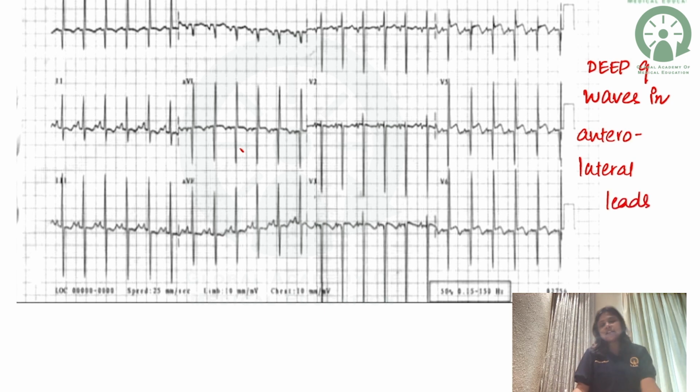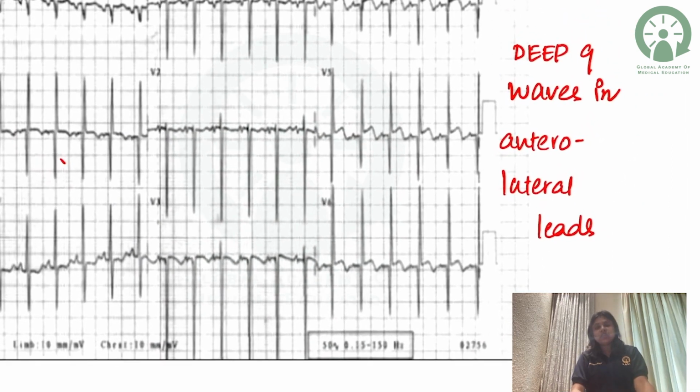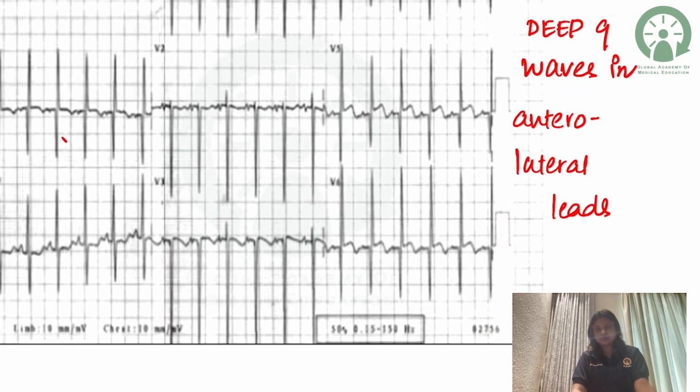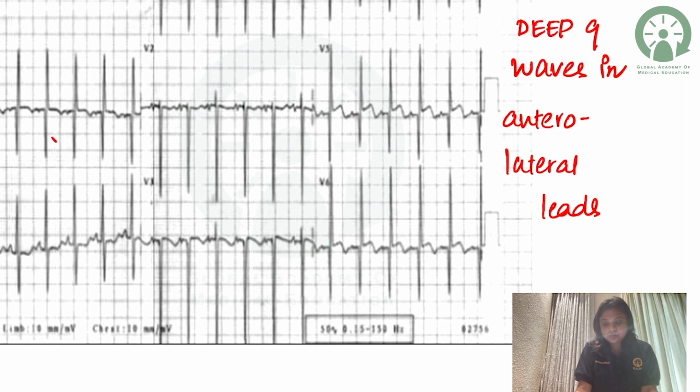And deep Q waves in anterolateral leads is suggestive of a condition where there is ischemia in children. So, in children, we do not get cases of myocardial infarction, but a congenital condition which leads to ischemia in children and can lead to myocardial infarction in children, that is nothing but ALCAPA.